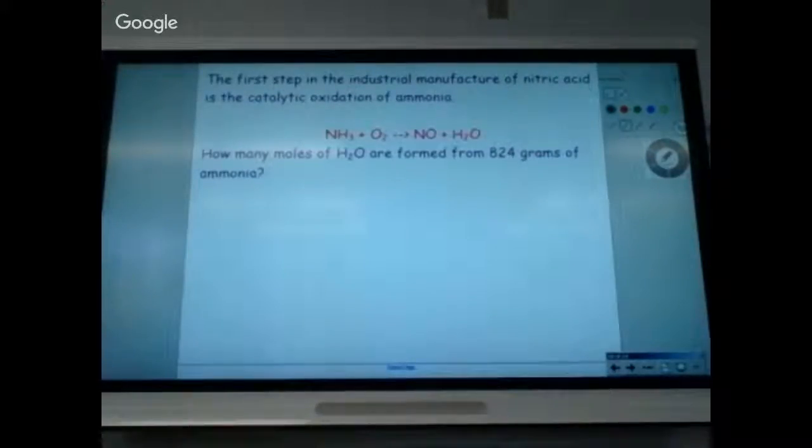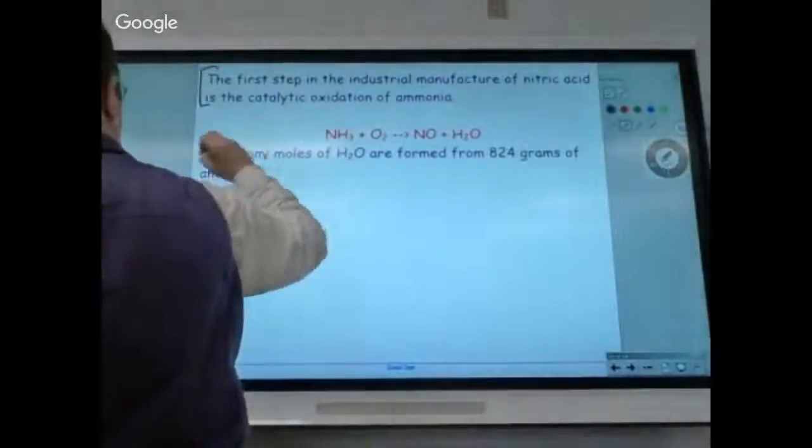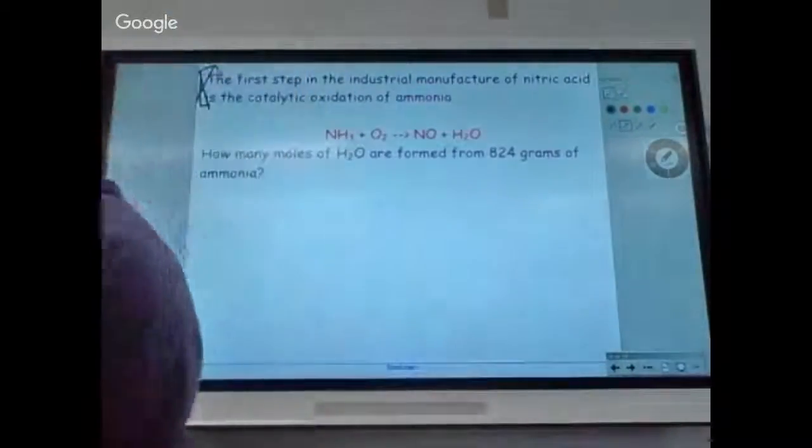Now, you don't need this part, the first step part. If you want to skip this, tomorrow's Thursday. You don't need this part if you don't want it. You can skip that part.